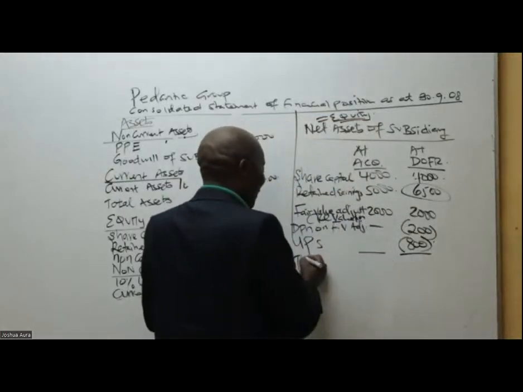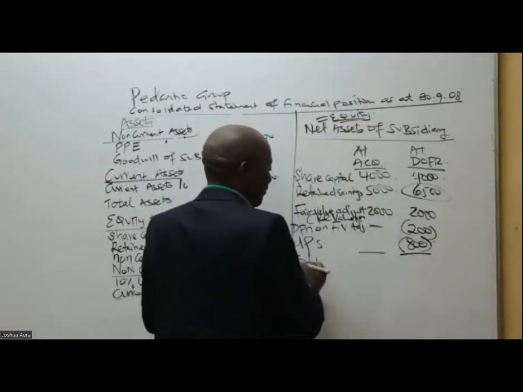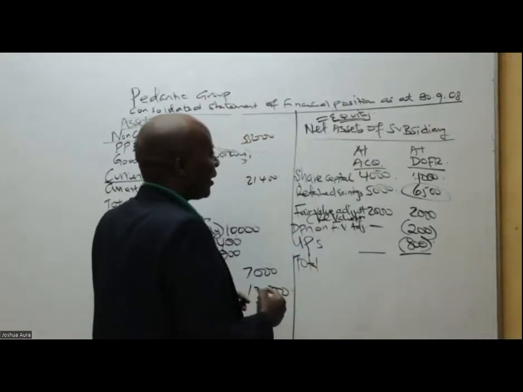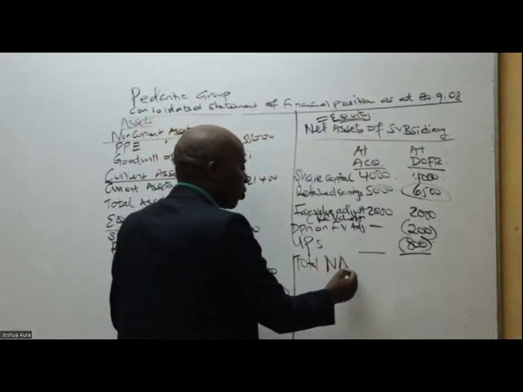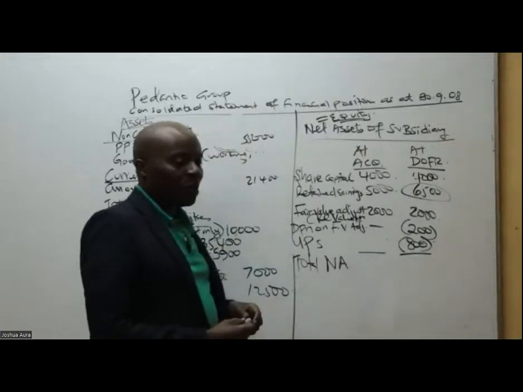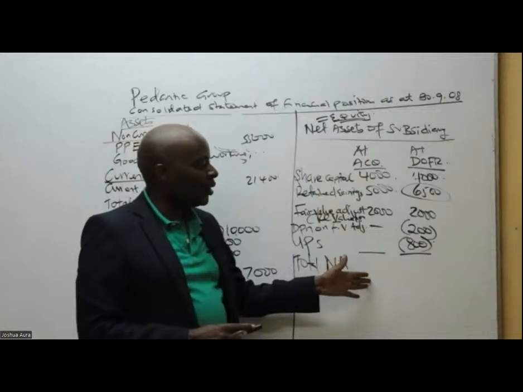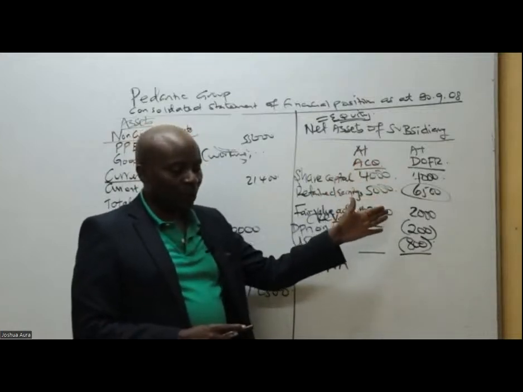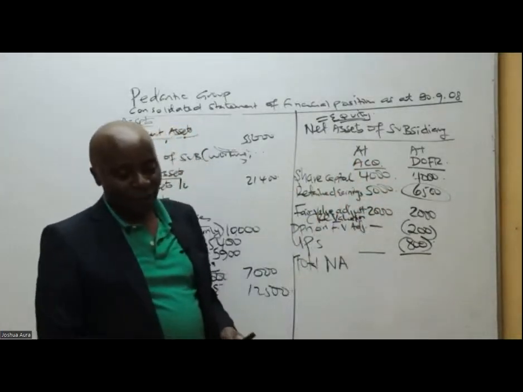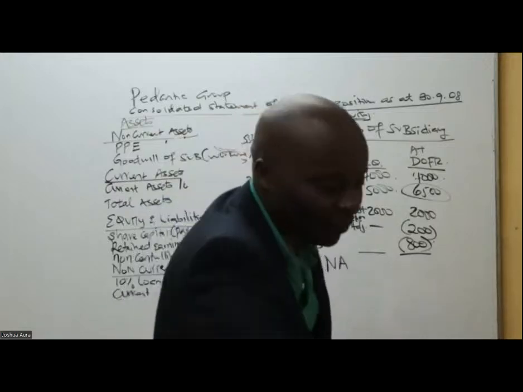Could you kindly give me the total net assets now? You normally call it the total NA. The total net assets at acquisition, add everything, and at the date of financial reporting, give me the figure. Please give me the figures there.